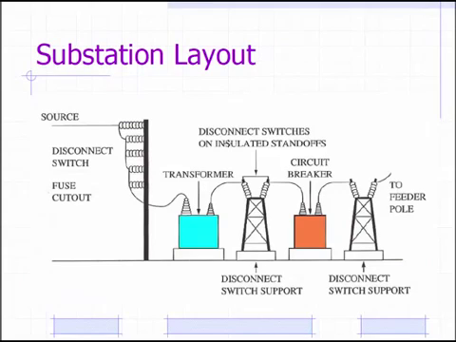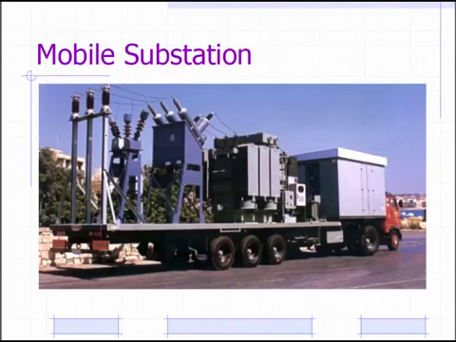So the layout of these are very similar. The ones we use in class are going to be very similar. We're going to start with some high voltage. We're going to go through a disconnect switch. We're going to go through some sort of protective device, a fuse or a breaker, that protects the transformer. Transformer changes the voltage. We have another disconnect switch. Then we go through one or more circuit breakers or fuses to distribute power to one or more circuits.